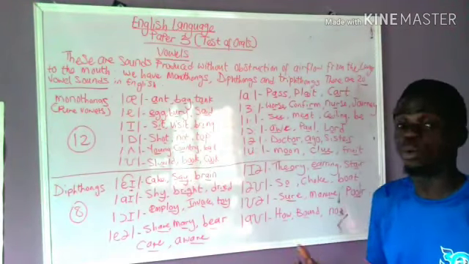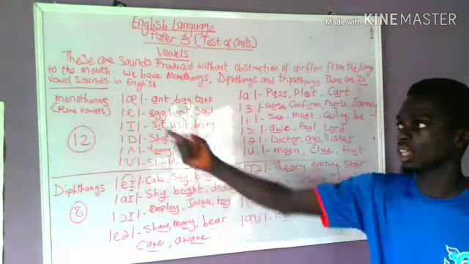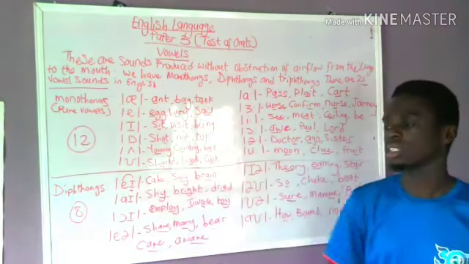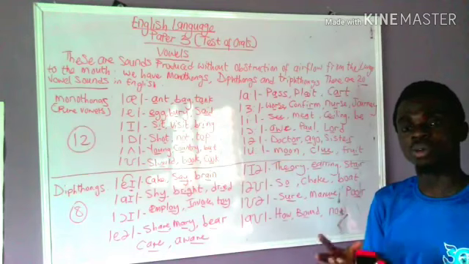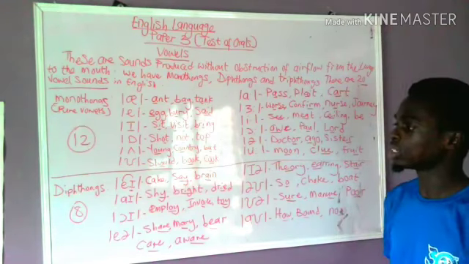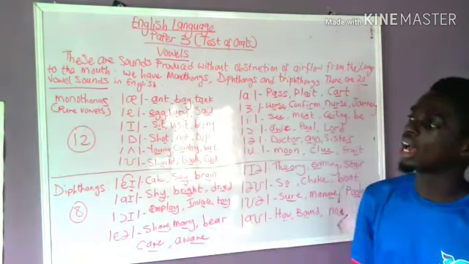Monophthongs are the production of a single vowel sound. That's why they are called pure vowel sounds. Diphthongs are where you glide from one vowel sound to another, from one monophthong to another, so it gives you a new quality sound. There are 12 monophthongs and 8 diphthongs.